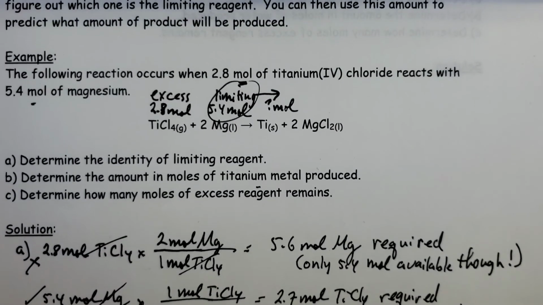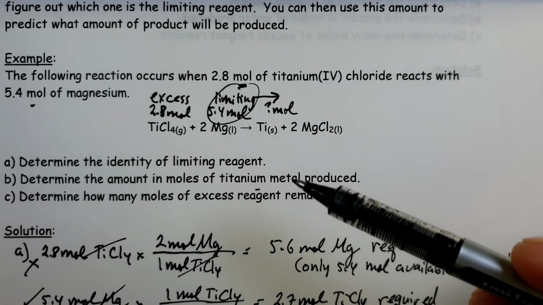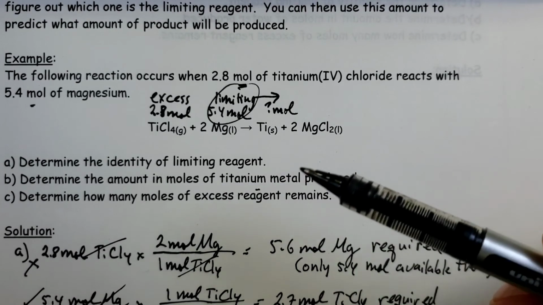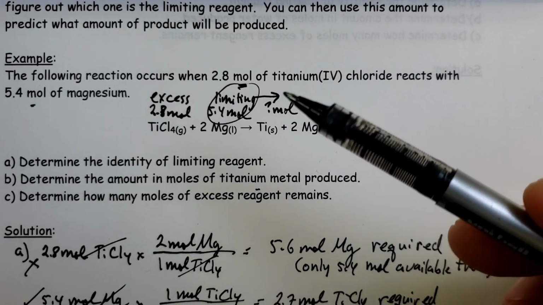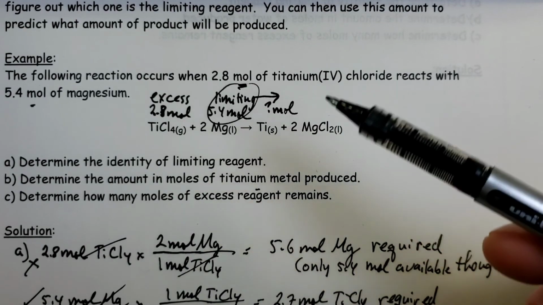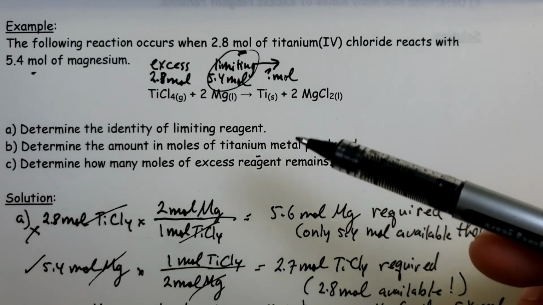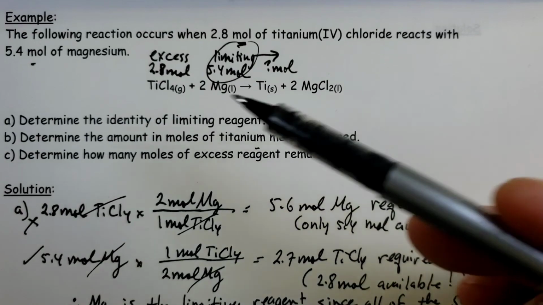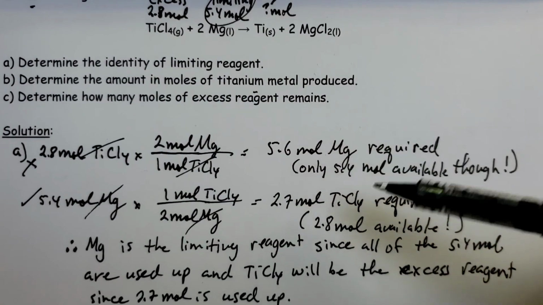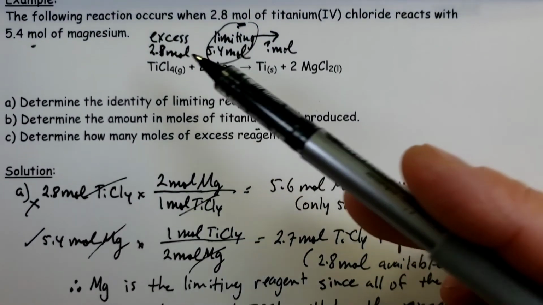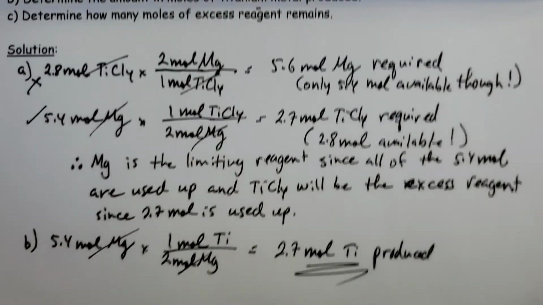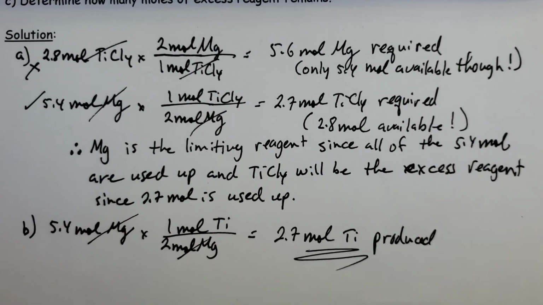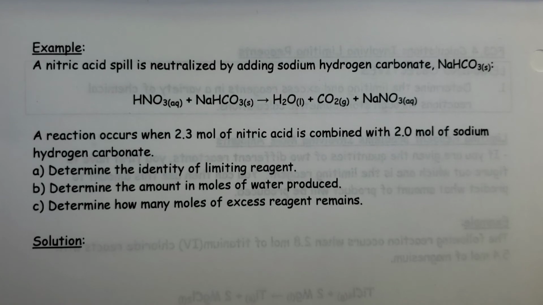So we've looked at that. The key thing here is figuring out what the limiting reagent is first. And once we know that, we can figure out how much product is produced because we use that limiting reagent to figure out the product. And then, of course, you may be asked how much excess is left over. So we only require 2.7, but we have 2.8. So we figure out how much extra we have left over.